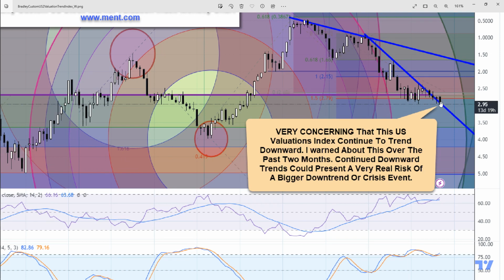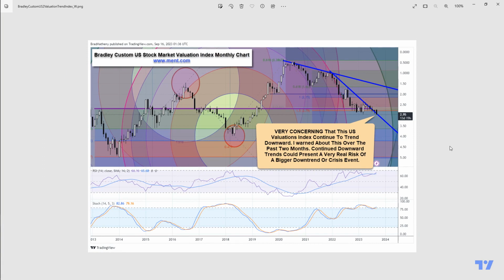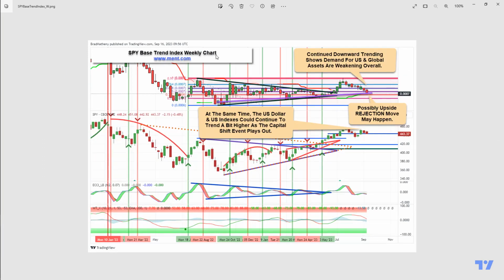But this is an unwinding of assets, folks. If we had any type of economic growth, we would not be looking at this type of activity. This is a general unwinding of asset classes and valuation. So again, we've got some real strong warning signs. The base trend index chart shows that global assets and US dollar-based assets are weakening at the same time.